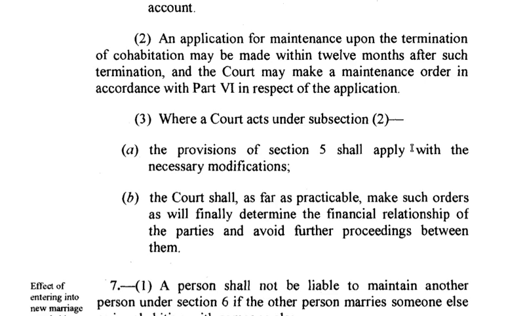Subsection 2. An application for maintenance upon the termination of cohabitation may be made within 12 months after such termination, and the court may make a maintenance order in accordance with part 6 in respect of the application. Subsection 3. Where a court acts under subsection 2.